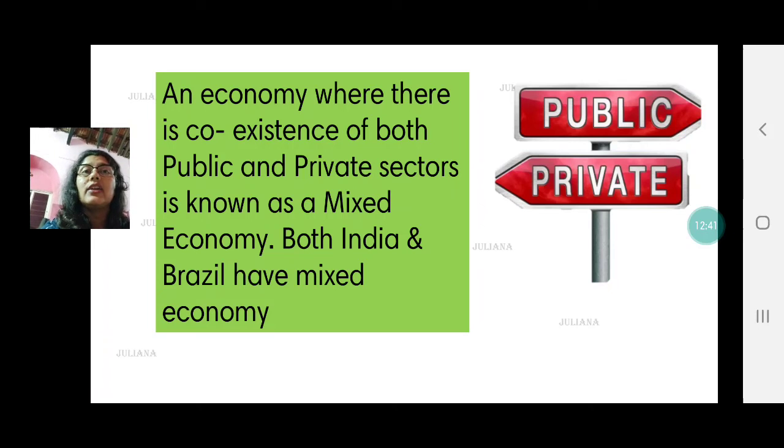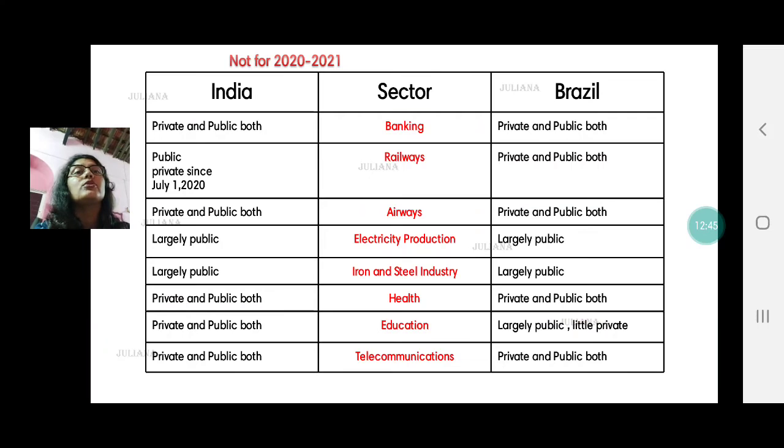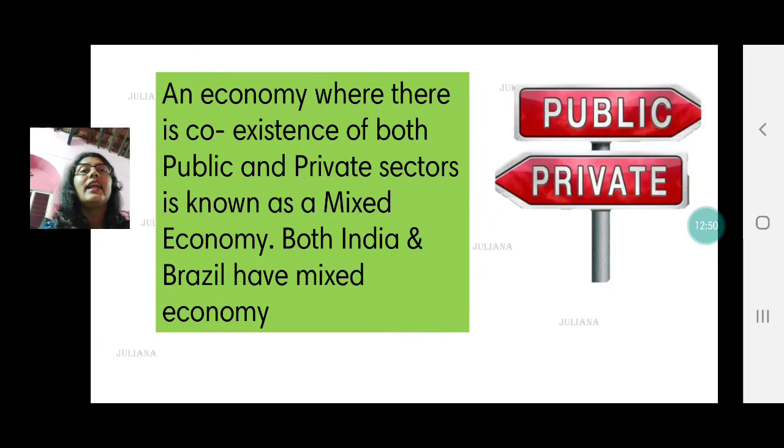Therefore, these types of economies like India and Brazil, where we saw most of the sectors are in private as well as in public, are called a mixed economy, where there is a coexistence of both public and private sectors. So both India and Brazil have a mixed economy.